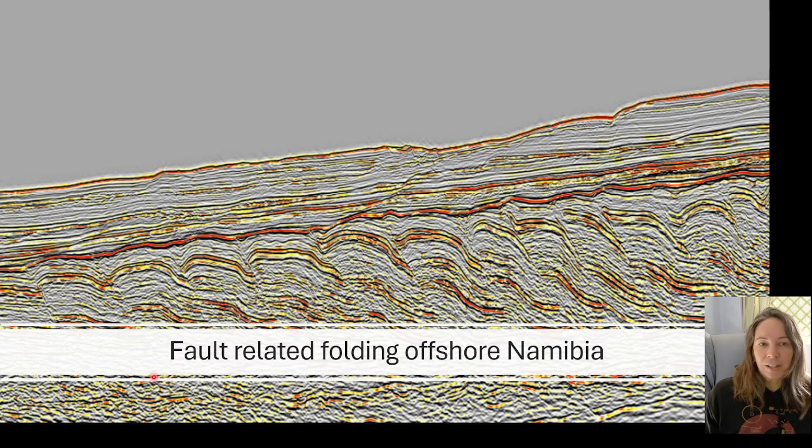This is a lovely figure that I show in a lot of my classes from offshore Namibia that shows a series of fault-related folds. And so you could see this really lovely regular spacing of them. So the regular spacing and how they're viewed really suggests that these were probably formed under the same deformational stress regime.